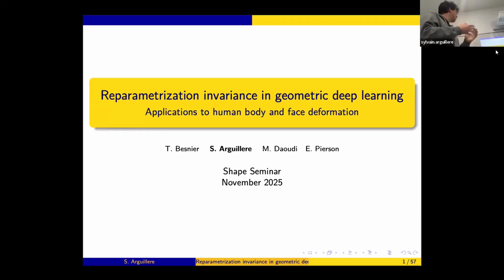I'm going to tell you about reparametrization invariance in geometric deep learning and the ways that this can be achieved as well as possible, and the ways that my student Thomas Besnier has been applying it to human body shapes and face deformations.